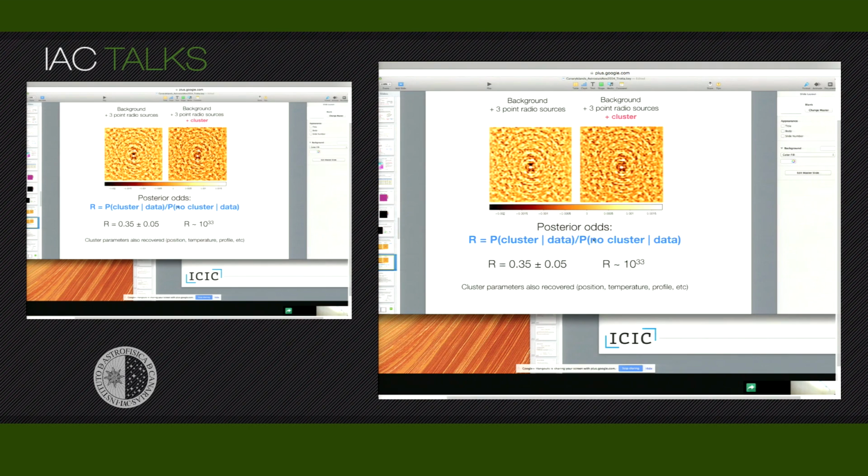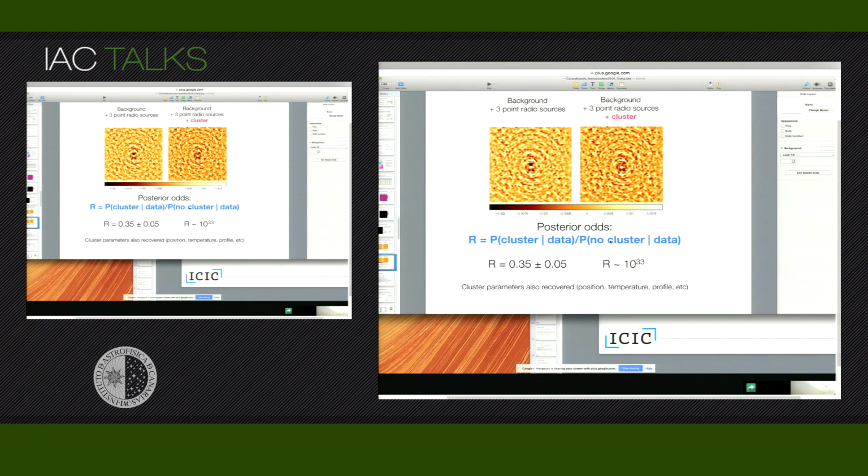You can compute the Bayes factor, the posterior odds for the two models. One is a model where you have a cluster, and one is a model where you don't have a cluster, but you might have point sources and other noise to determine. So in the case where there is no cluster in the map, you get that the ratio of the probability is 0.35. This is 3.1 in favor of the no cluster hypothesis. While in the case where there is a cluster, the ratio of the posterior probabilities is huge. It's 10 to the 33.